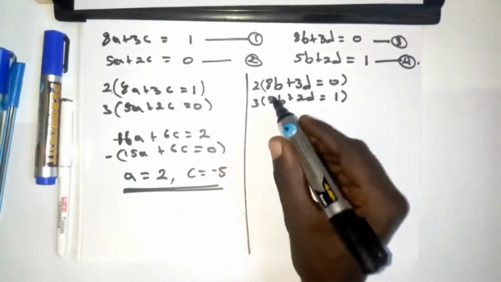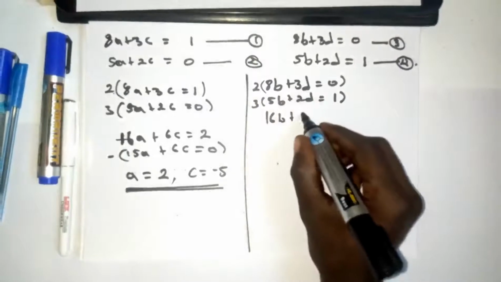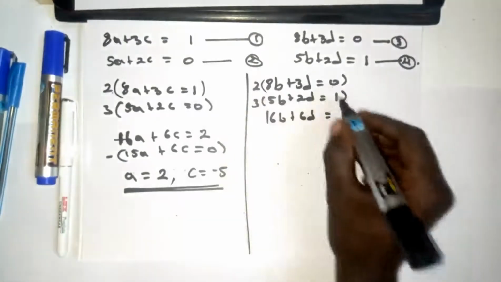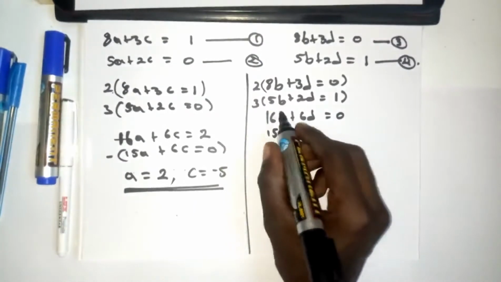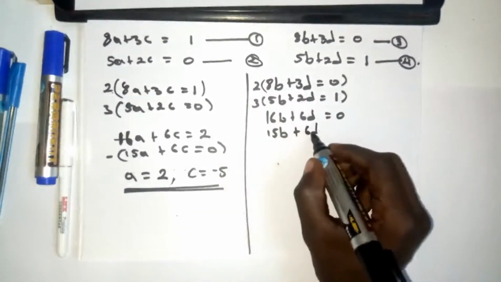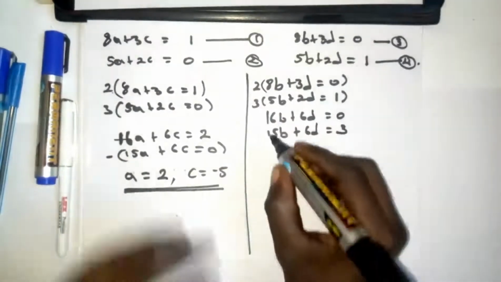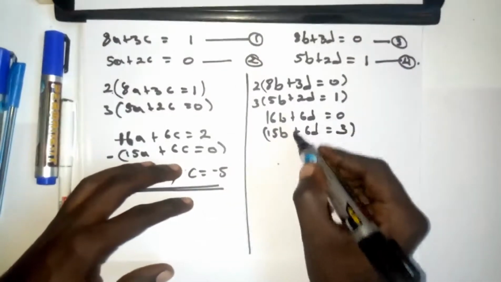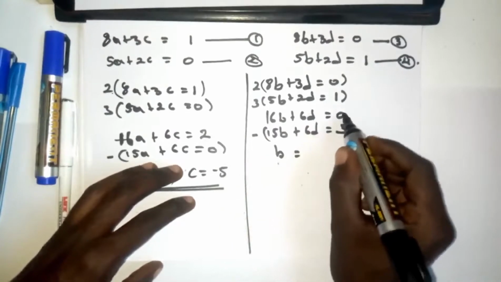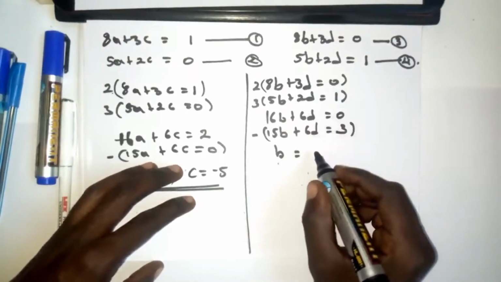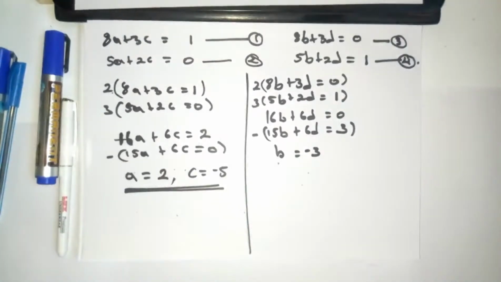If I multiply this equation by 2, I'm going to have 16b plus, I multiply, that is 6d, should give me a 0. This one is going to be 15b plus, I multiply, this is going to be 6d, which is also going to give me a 3. Now, I can subtract this equation minus this, which is going to give me b, as this is a 0. 0 minus 3, that's going to give me negative 3. So the value of b is negative 3.